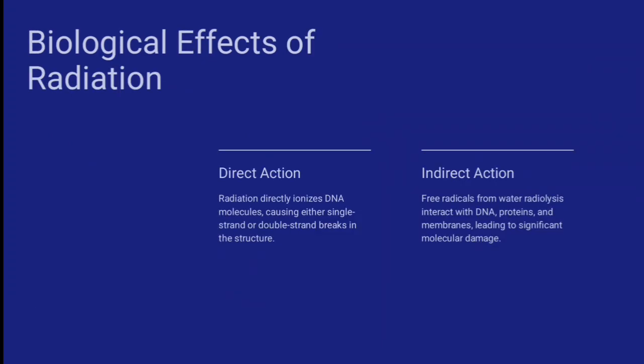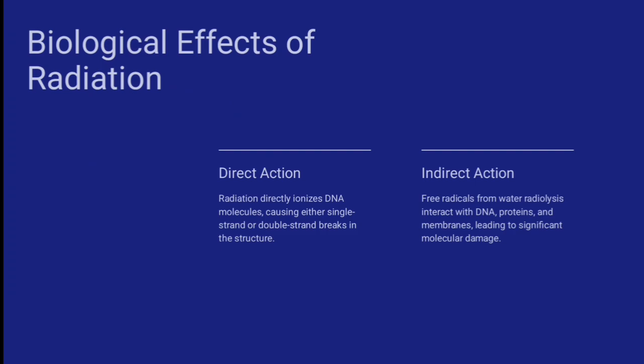Then biological effects of radiation. The most important biological target of radiation is DNA. Radiation can damage DNA in two main ways: first, direct action, then indirect action.